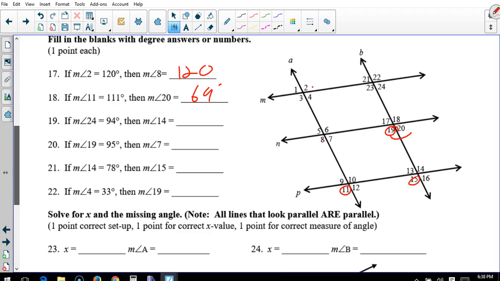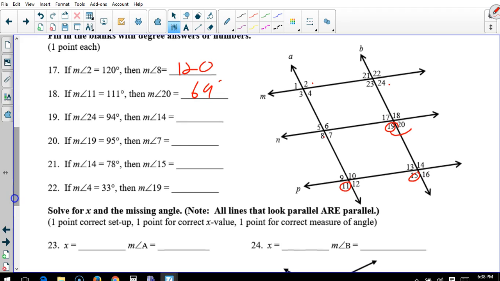If 24 is 94, right there, what's 14? Well, 24 and 16 are the same. They're corresponding. One inside, one outside. 16 and 14 are supplementary, which means 24 and 14 are supplementary. So that's 86 degrees.